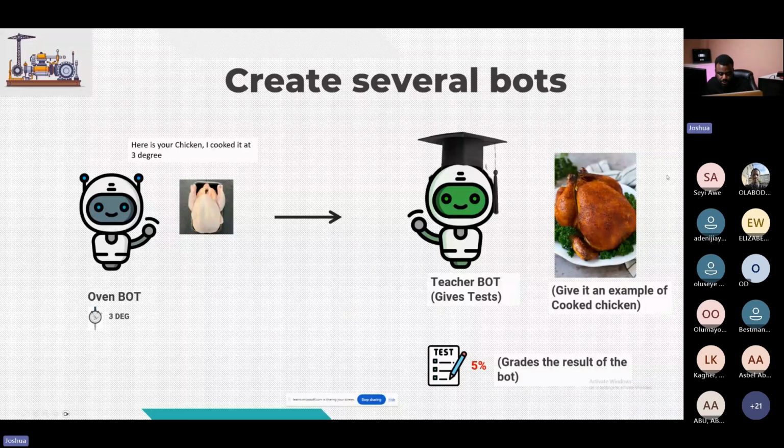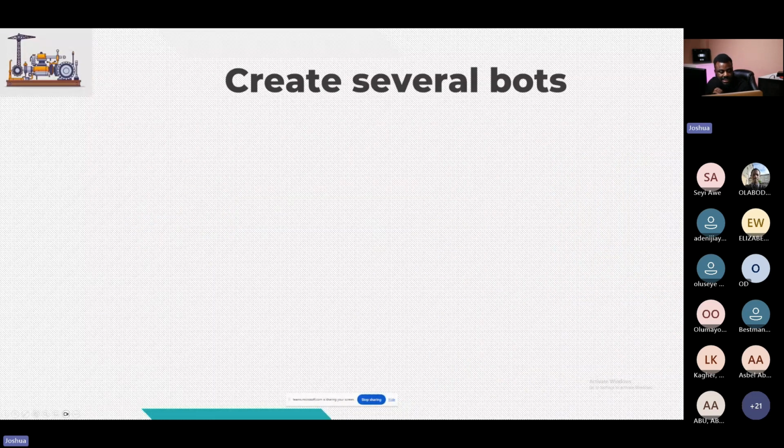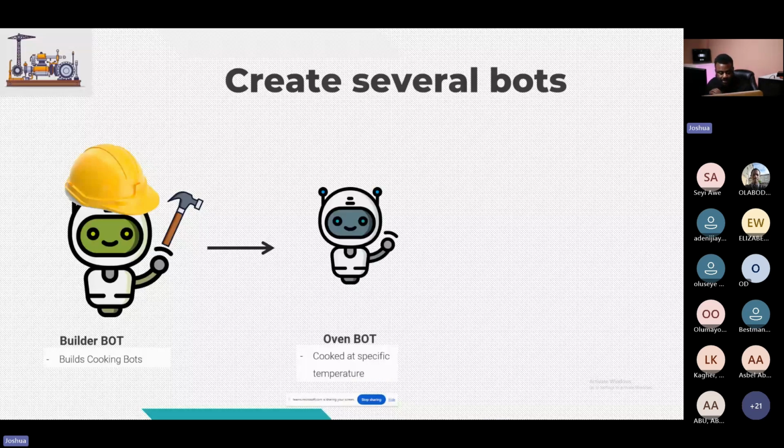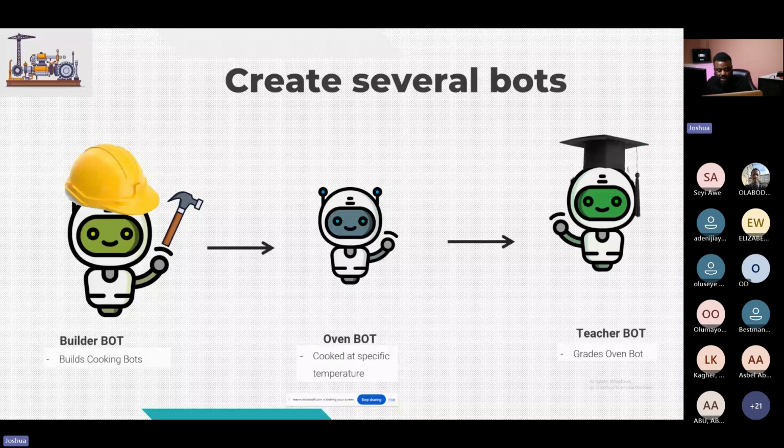So to go back and recap, we have a builder bot. It's very good at building bots that can cook chicken. We have an oven bot. All it does is cook chicken. It doesn't know what the right temperature is, but all it can do is cook chicken and cook it very well. And we have a teacher bot who can't teach, but can give tests very, very well. It's very good at giving tests. So using these 3, I'll explain to you how the AI model can learn to find the perfect temperature to cook our chicken using these 3 bots and this series of bots.